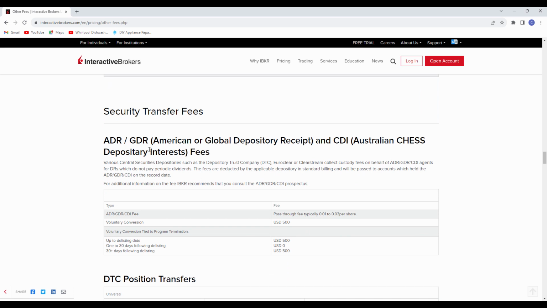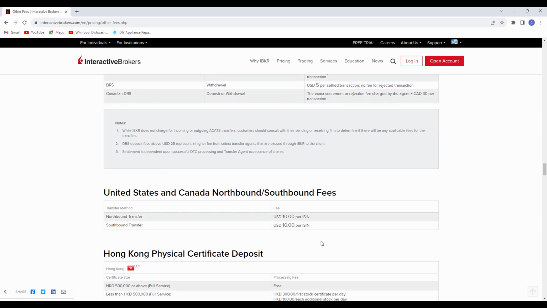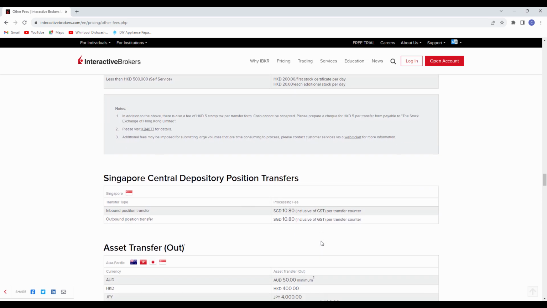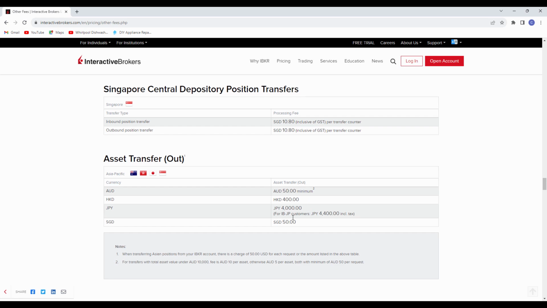ADRs, American Depository Receipts, if you are doing something related to those, passing those through, there can be expenses. DTC is position transfers. If you're sending something from another brokerage account to this brokerage account, if you use the ACAT system, which is the most common, there's no fee related to that. If you're using other systems, there could be fees related to that. Let's see what else we have in here. Assets transferred out, depending on the country. Again, there could be a fee related to that.